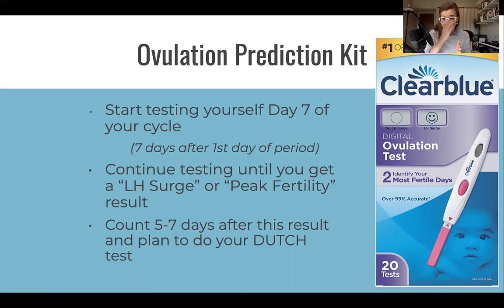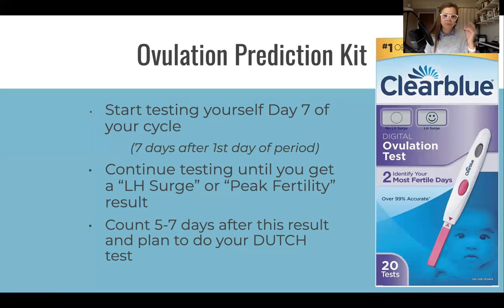And then after that happens, basically your body is testing something called luteinizing hormone. It goes up high, which means you're either ovulating right then or you're close to it. And then you count 5 to 7 days later. And that's when you would plan to do your Dutch test. So 5 to 7 days is, again, realizing it's in that like 19 to 22, you have a window.